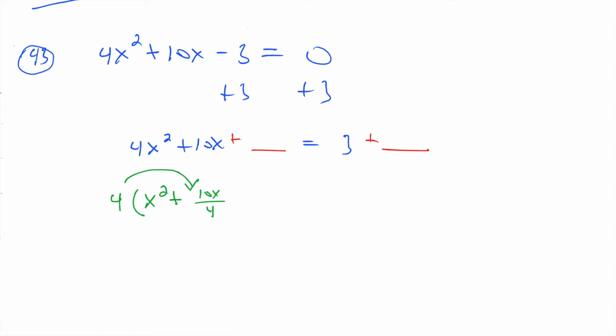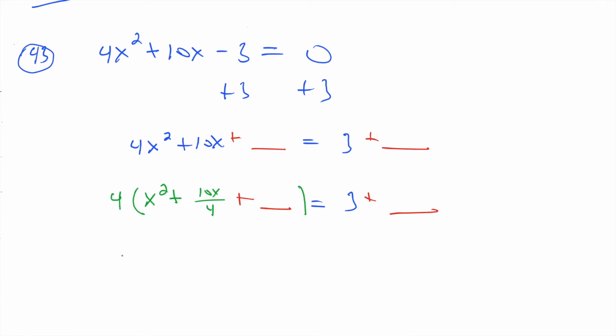Okay, so then you're going to get that plus our blank equals 3 plus our blank, and this is going to be like this. Then what you're going to do is reduce your fraction. So x squared plus, what is this reduced? 5x over 2. All right, plus blank, and plus this. Okay, you with me?